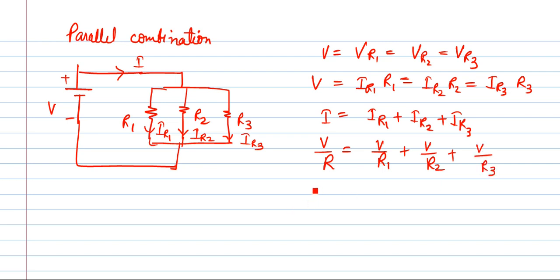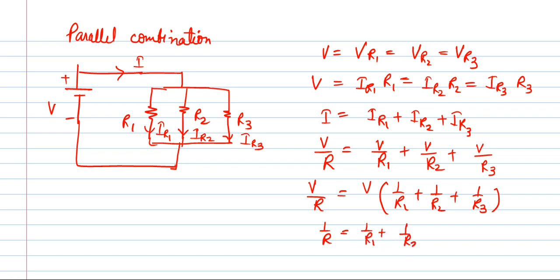So take out V common from both sides. So V by R is equal to V into 1 upon R1 plus 1 upon R2 plus 1 upon R3. So now 1 upon R is equal to 1 upon R1 plus 1 upon R2 plus 1 upon R3. So this is the value of equivalent resistance in a parallel connection circuit.